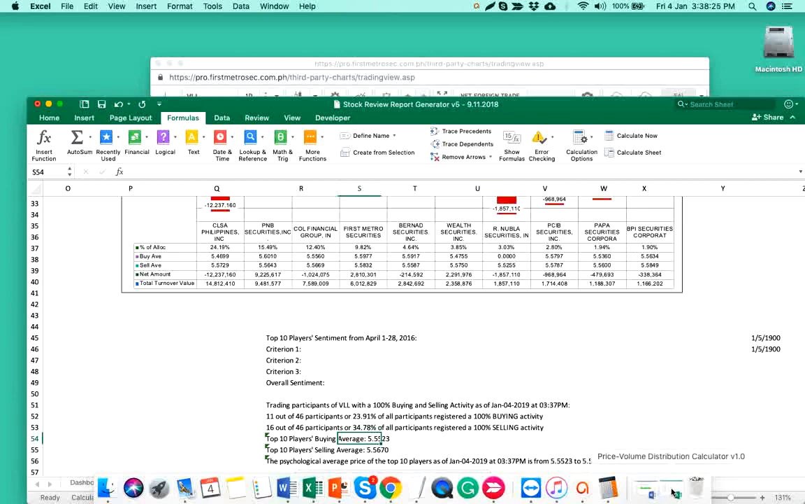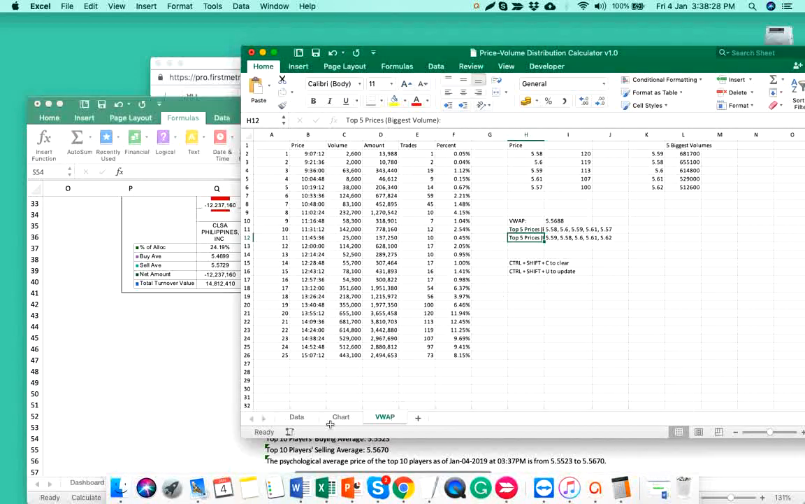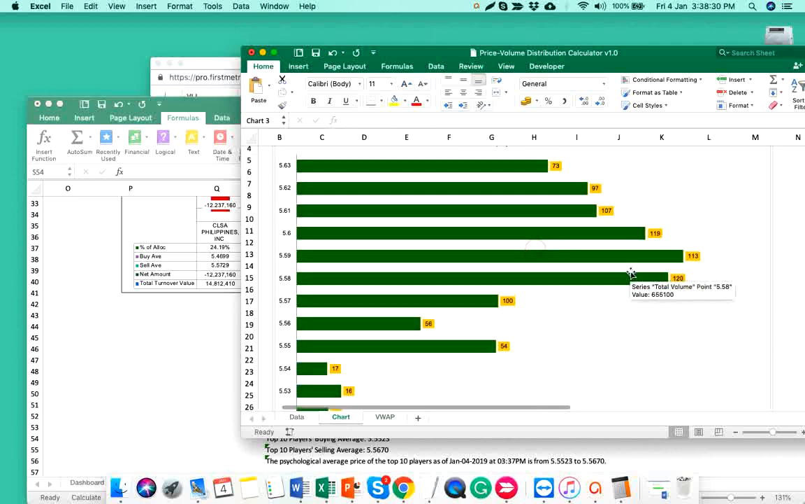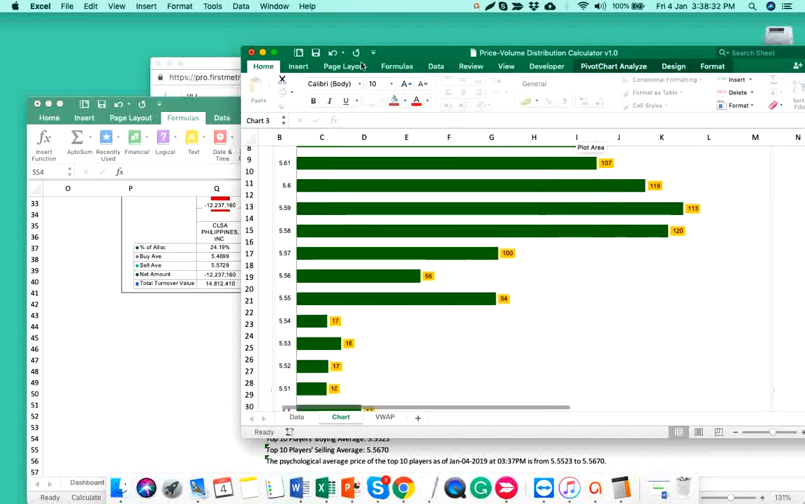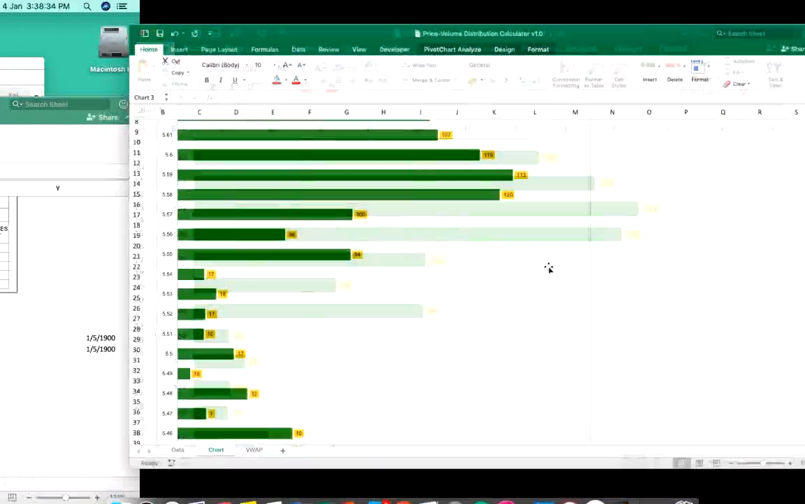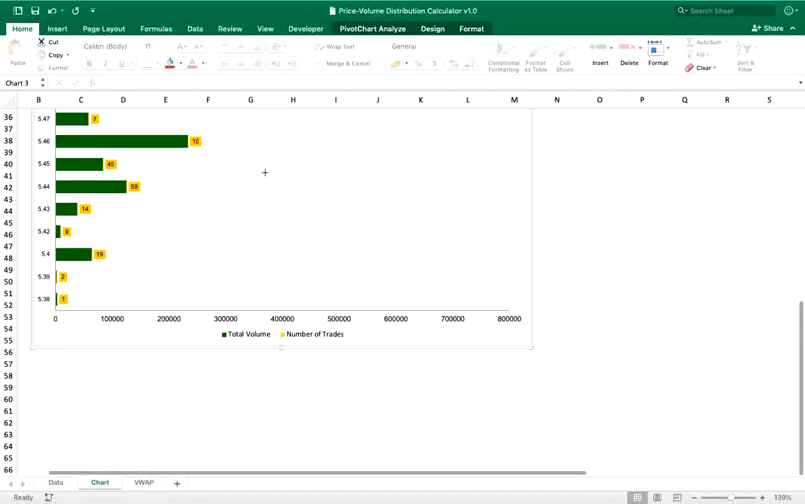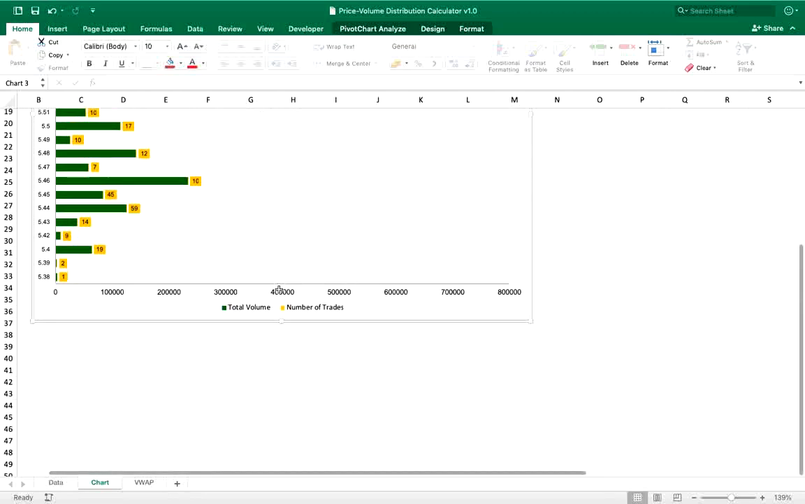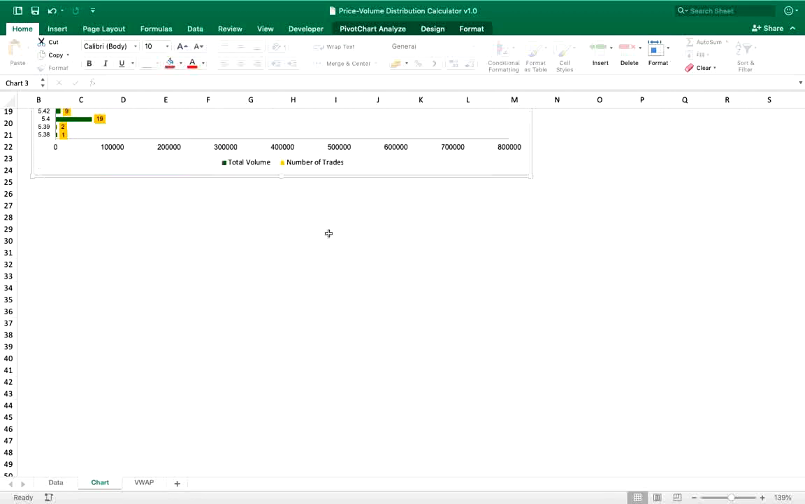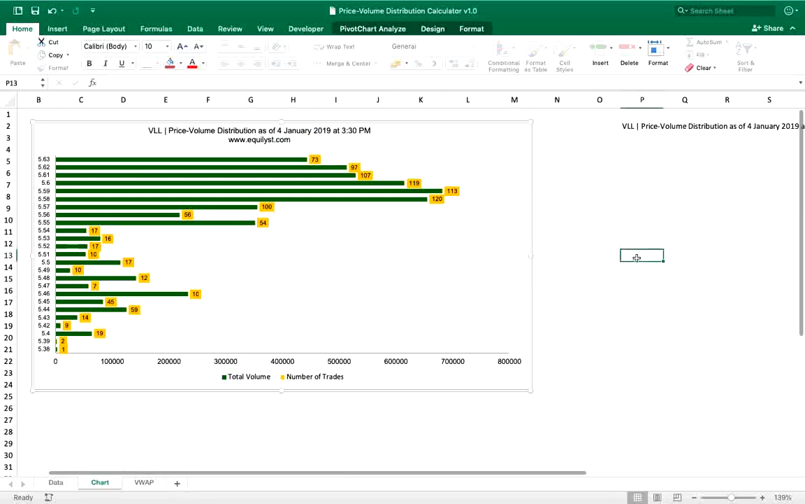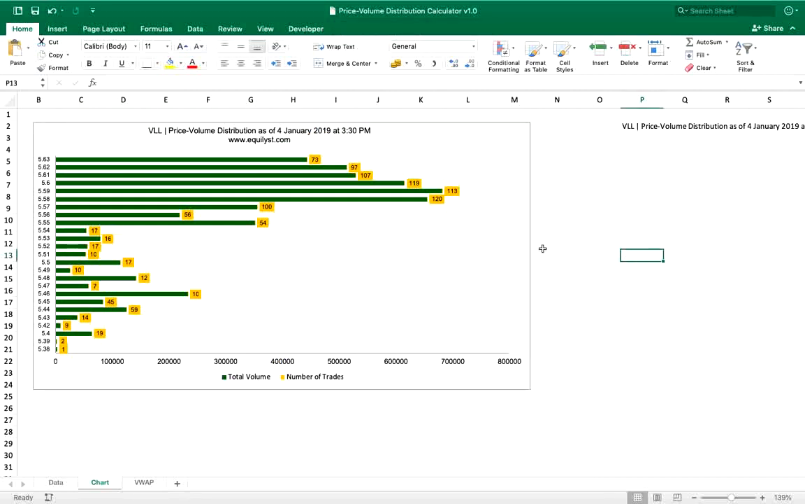Now, moving on to the price volume distribution chart of VLL. So here's the chart of VLL. Okay, let's maximize this chart. As you can see here, these bars, the longest bars, are positioned towards the upper level of our price volume distribution chart. And by the way, the price at the very top represents the intraday high, while the price at the very bottom represents the intraday low.